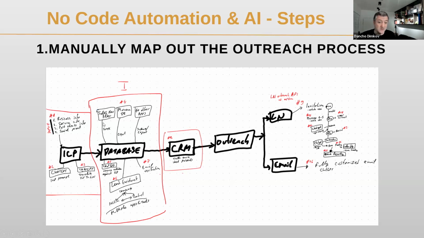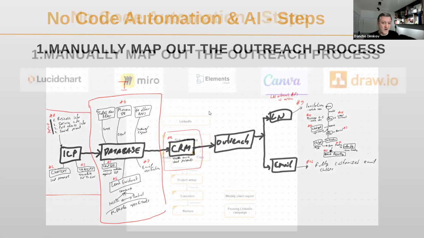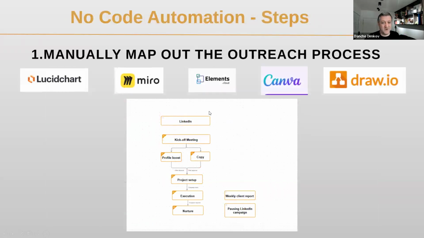This is handwritten, obviously, but there are a lot of tools for how you can manually map out the outreach process. There are Lucidchart, Miro, Elements, Canva, Draw.io, handwritten even. But the reason is that you cannot automate the process until you know what the process is. And I actually have here a few processes to show.